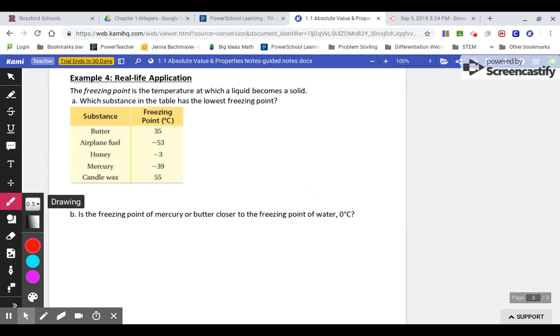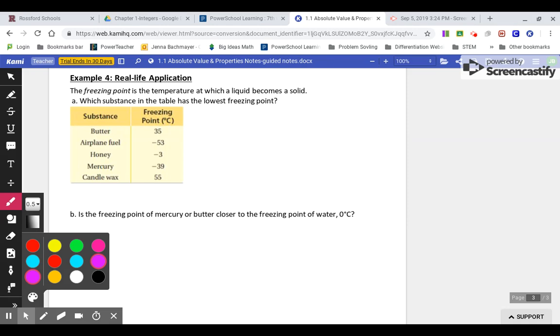All right, we have our next question, example 4, real life application. So we are looking at the freezing point of different substances. So the freezing point is the temperature at which a liquid becomes a solid. Which substance in the table has the lowest freezing point? Well, we're looking for the number that is the farthest away from 0 would be the lowest freezing point.